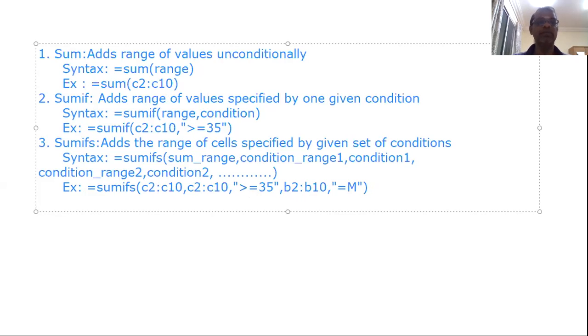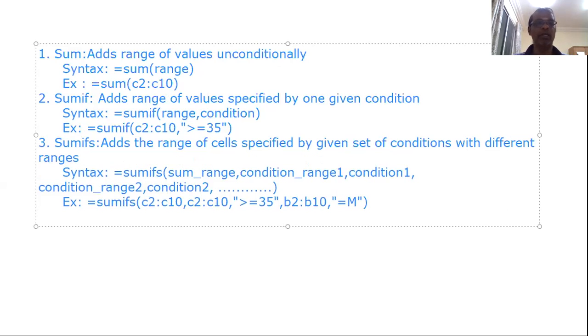So these are the differences between SUM, SUMIF and SUMIFS. Simply, SUM adds a range of values unconditionally. It doesn't bother about any condition. All the values between C2 to C10 will be added. With SUMIF, we have one range and one condition, so SUMIF is enough. With SUMIFS, we have one range but more than one condition with different ranges. You can mention a set of conditions with different ranges. These are the differences between SUMIF and SUMIFS.